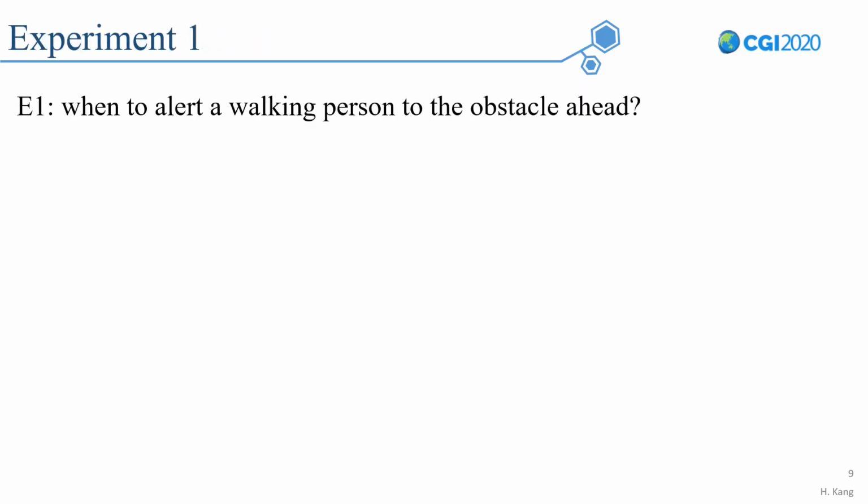Through the experiment 1, we first investigated when to alert the walking persons to the obstacles ahead. If the alert is given too late, our safety assistance system is useless. In contrast, if the alert is given too early, it will unnecessarily draw the user's attention. The experiment was conducted with mobile games because the problem of compromised safety is aggravated during the task of playing games. As a game, we implemented a trail making test.